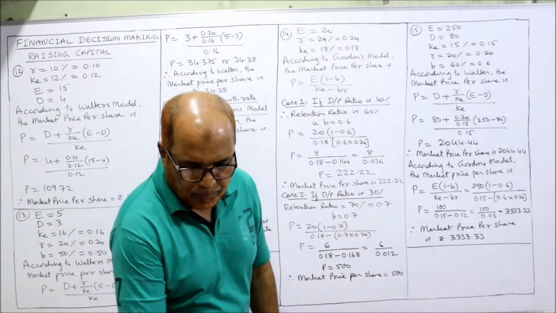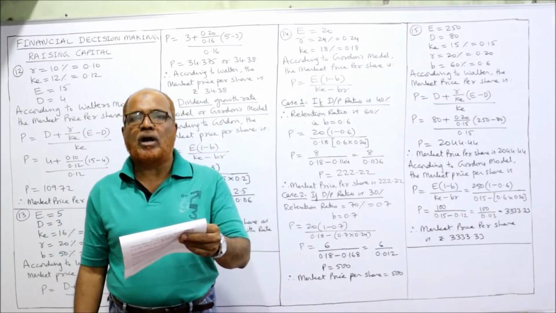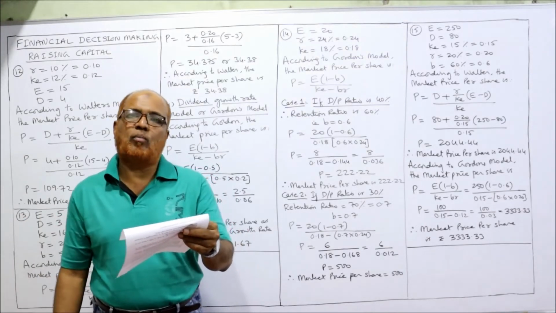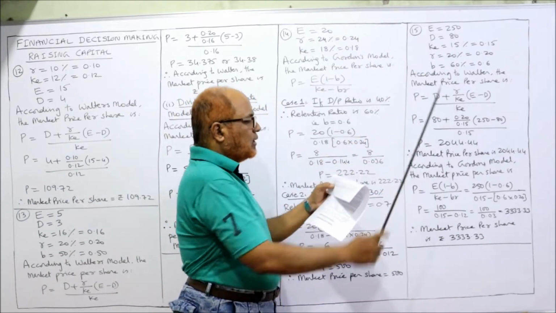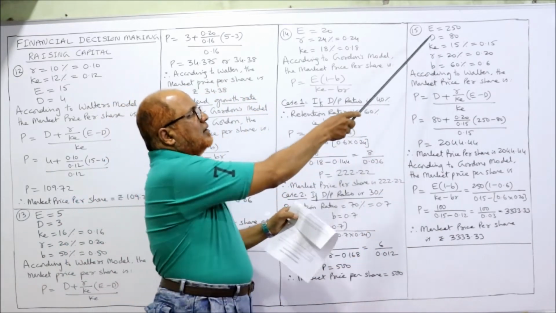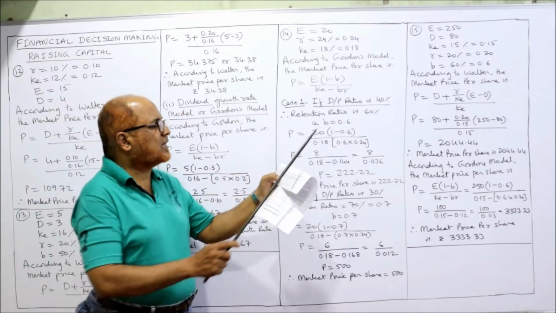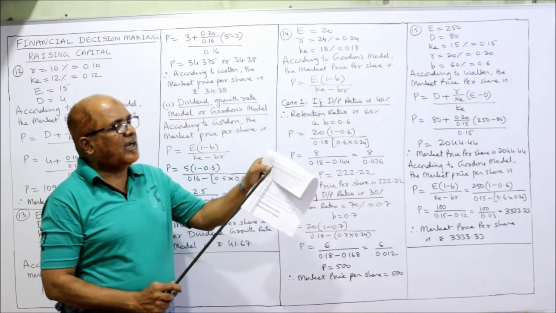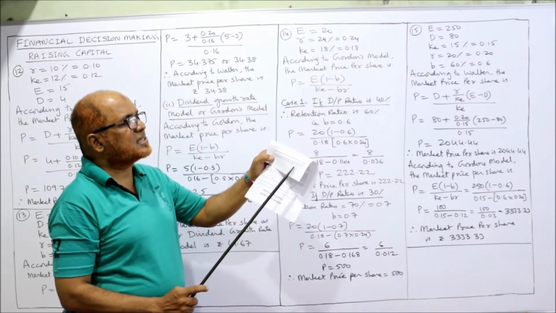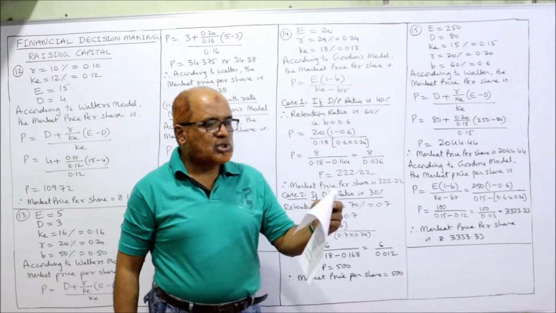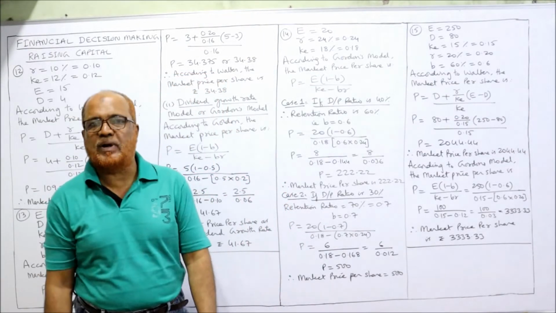That's it. Now the 15th problem. See the problem number 15. Calculate the price of a share of X Limited under Walter's model and Gordon's model, both. Earning per share 250, so E is equal to 250. Dividend per share 80, D is equal to 80. Cost of capital KE 15%, 0.15. Internal rate of return 20%, 0.2. And retention ratio is 60%, 0.6. So we are required to calculate the price per share according to Walter as well as Gordon's model.